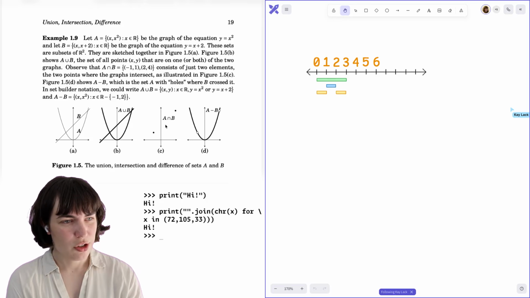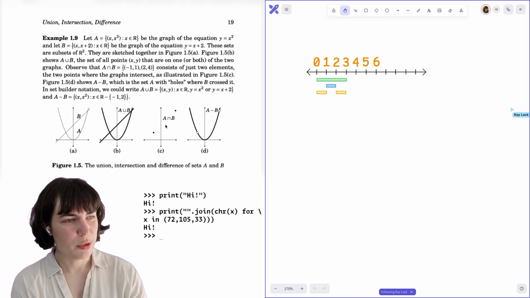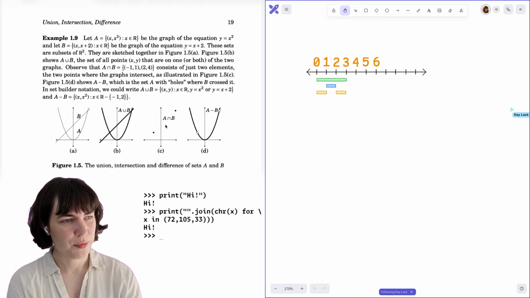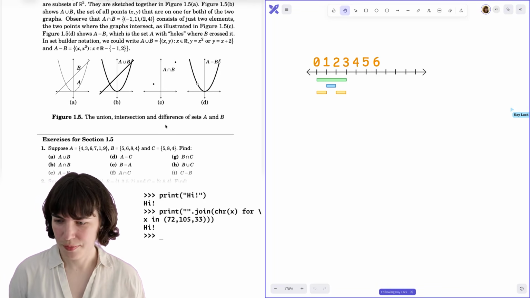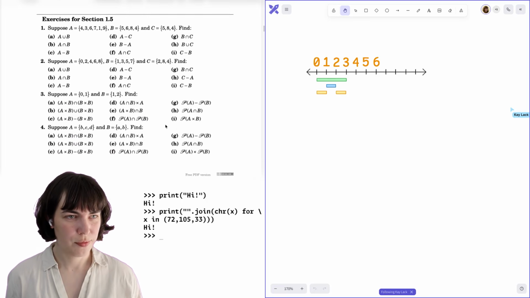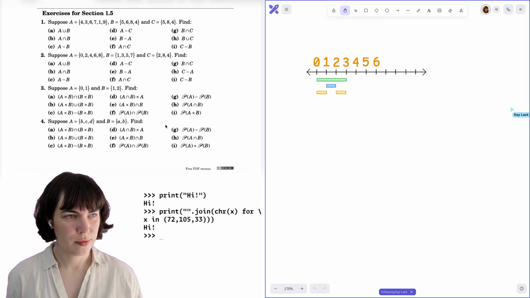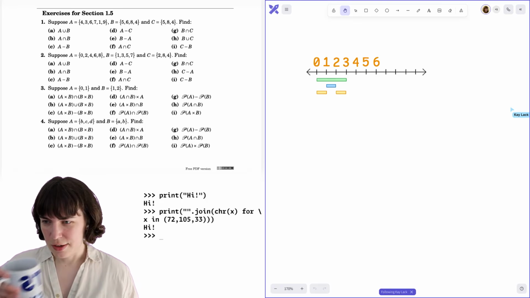In set builder notation, we could write A union B, and then we've got this builder expression here. And then we've got difference as well. Okay. Great. Nice. Let's do some exercises.